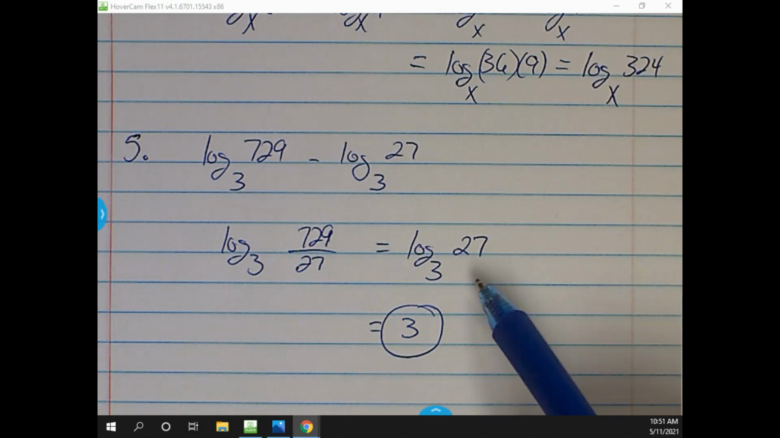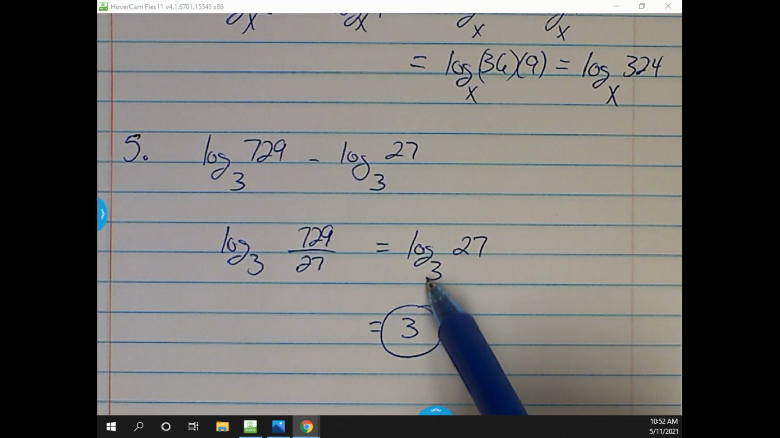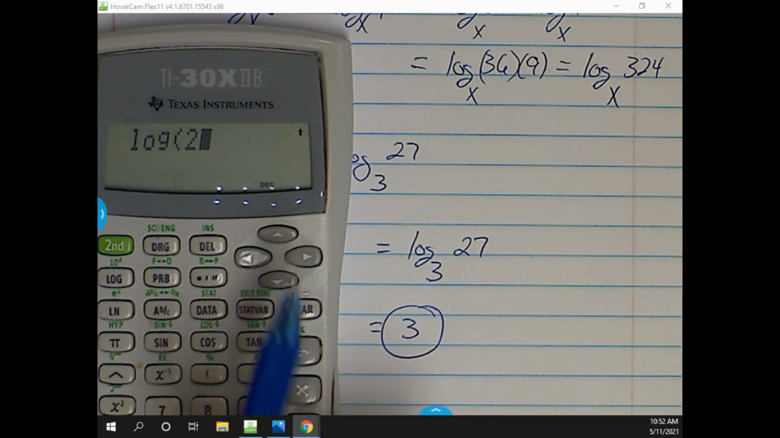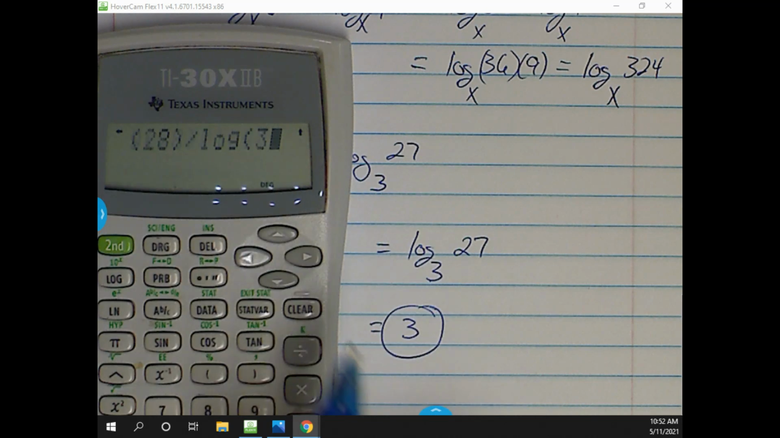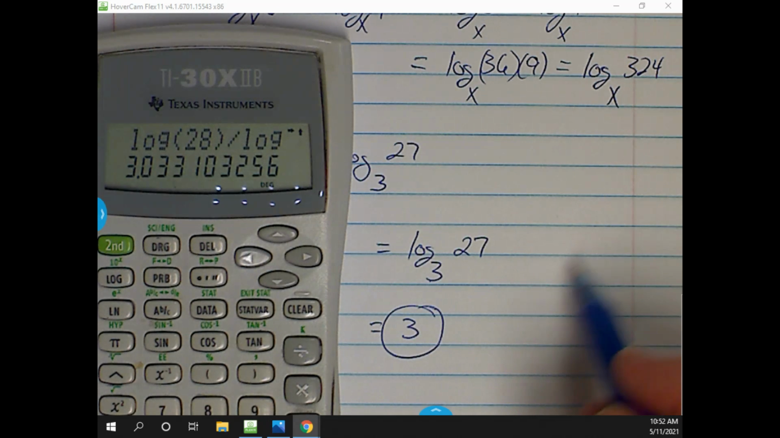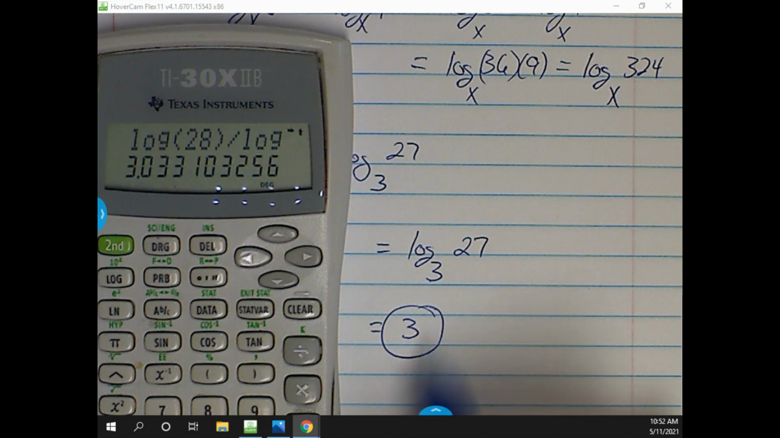Now, if this was like log of 28 base 3, and you got some weird decimal number, so if we did log of 28 divided by log of 3 and got a decimal number like this, you wouldn't worry about simplifying that one. You would just leave it as log of 28 base 3. If you get a whole number, that's when you want to go through and simplify and break it down to a point.